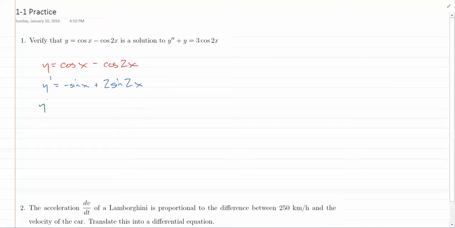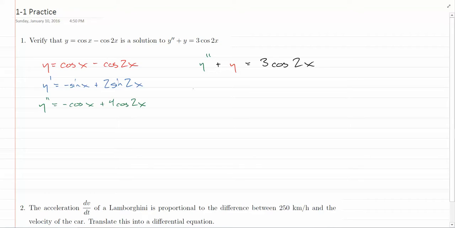And now I got to do it again. I got to find y double prime. So let's see, the derivative of minus sine x will be minus cosine x. And then we're going to get a plus 4 cosine of 2x. All right, so what we have to do is plug in the green thing and the red thing into that equation. So I'm going to just copy down the equation again, and I'll put my color coding in here. So we want to know, is y double prime plus y equal to 3 cosine of 2x?